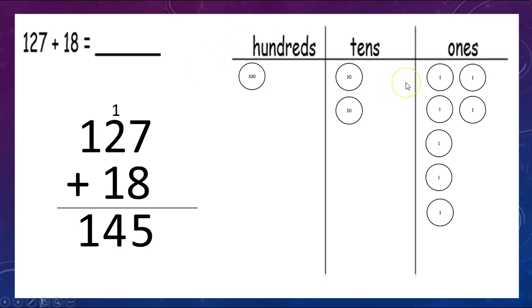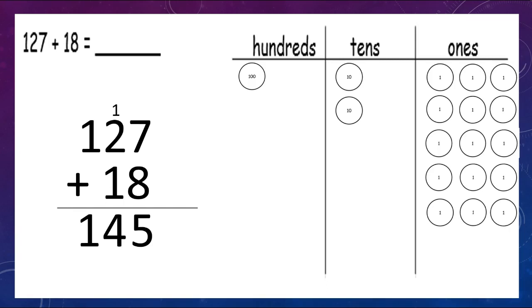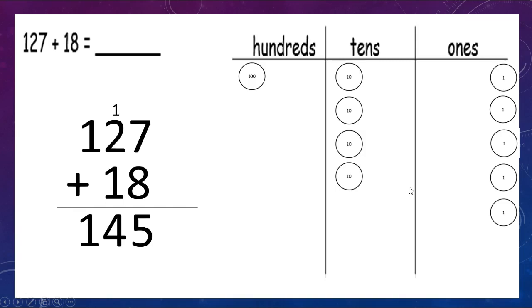Plus, we need 18 more. So how many more 1s do we need to add? 8. Good. Let's add 8. 1, 2, 3, 4, 5, 6, 7, 8. Plus, how many more 10s? 1 more. Okay, so now we have a group of 10 1s, and we can exchange that for another tens disc. And we have our answer: 145.